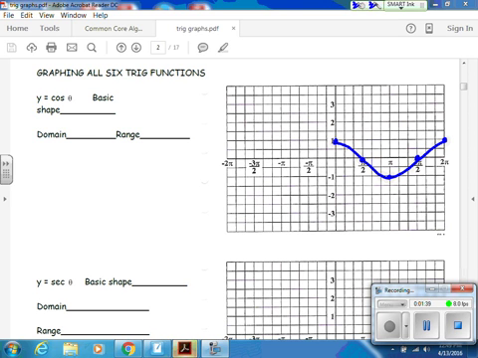Alright, basic shape. They all say basic shape, and cosine's like, so basic. Alright. See your shape in there. Domain. What can I put in for x on cosine functions? Anything. You can put anything you want. So all real. What's the range? From -1 to 1.